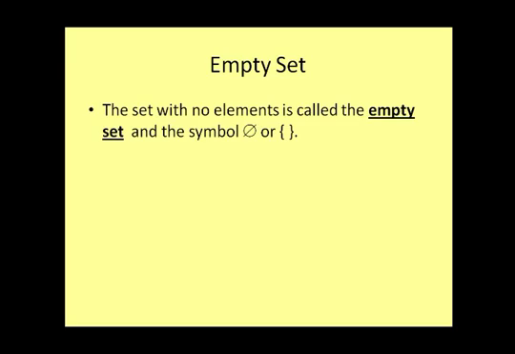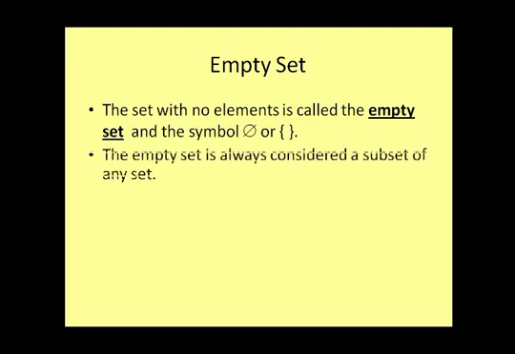Empty set. The set with no elements is called the empty set, and the symbol is ∅. Examples of empty set. Number 1. The set of prime numbers evenly divisible by 4. Example number 2. The set of whole numbers less than 0. And the set of months of the year that have 35 days.